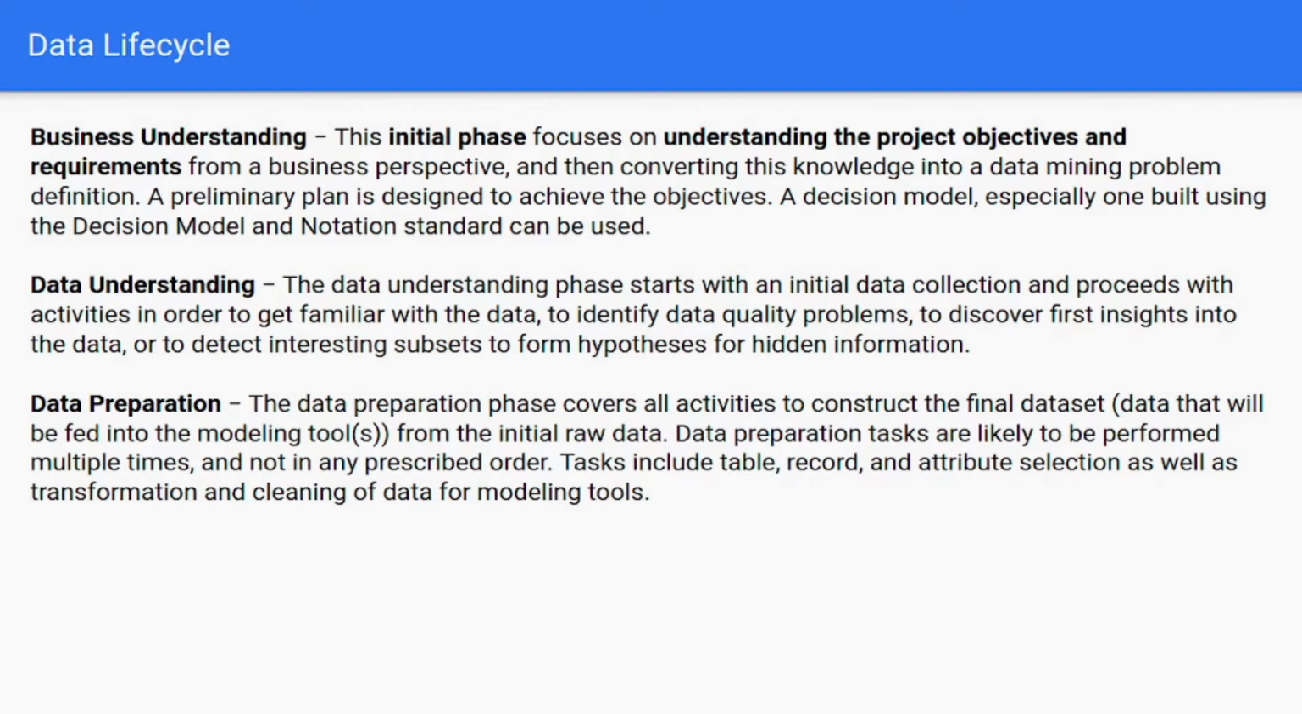but then proceeds with activities in order to get familiar with the data. Okay, then it also deals with any data quality problems, and we need to know that right at the start, right? So at that stage it must be known right at the start. And then to discover the first insights into the data, so the very first insights into the data, we will discover that in this phase of data understanding.